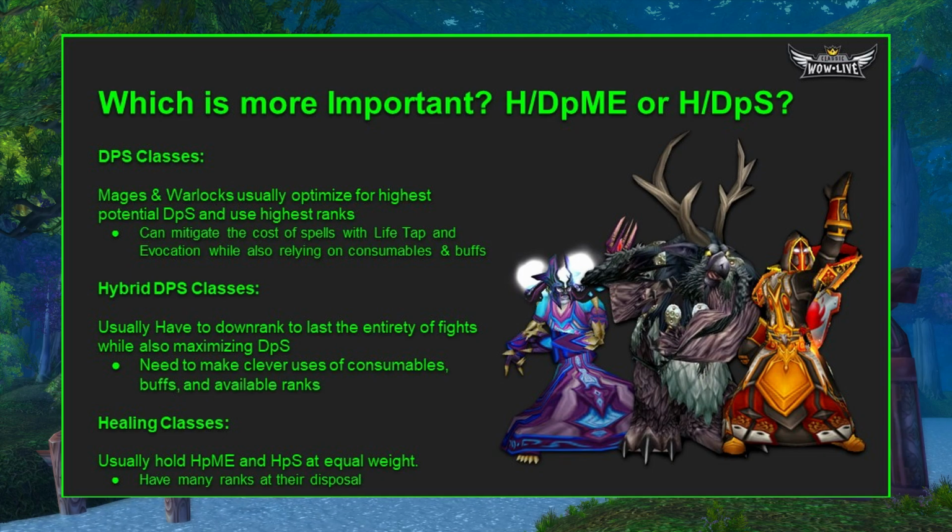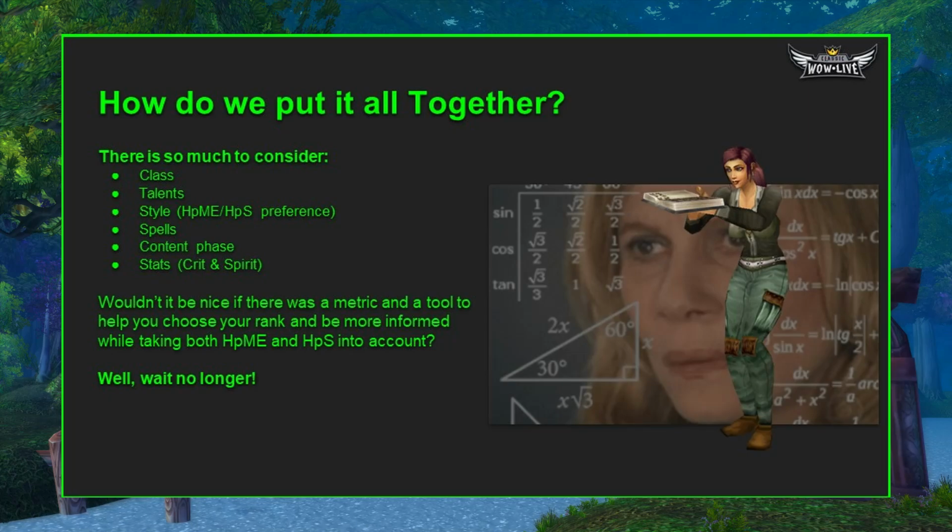Now, for your healers, you usually are going to hold DpME and HPS at equal weight or variations depending on the encounter and your playstyle. Always have multiple ranks on your bars of your heals at your disposal for any circumstance. So how do we effectively put this all together? There's a lot to consider: class, talents, your style, your DpME to HPS preference, spells, content phase, and stats like crit and spirit if you're a priest or a paladin.